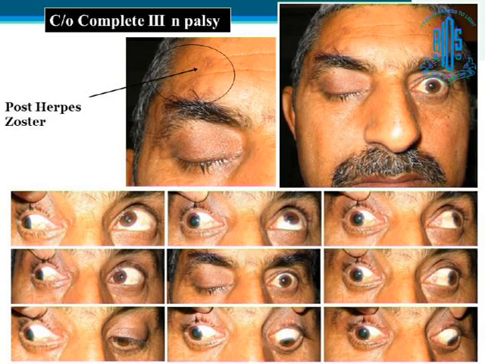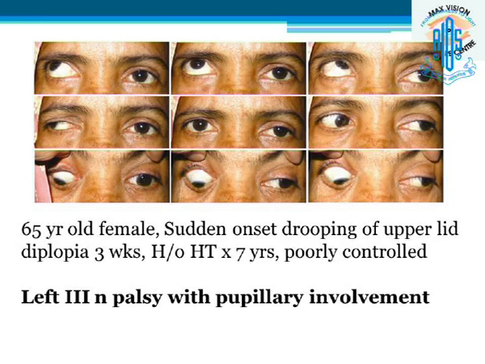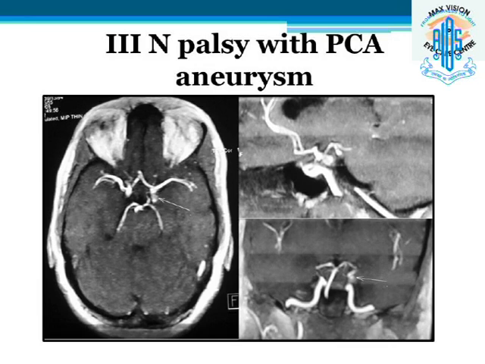Another case of complete third nerve palsy where the cause is clearly seen. The cause is herpes zoster, so we need not evaluate this case fully. Another case of third nerve palsy with pupillary involvement, with a history of hypertension for the last 7 years. So the patient is sent for neuroimaging and she harbors a posterior communicating artery aneurysm.